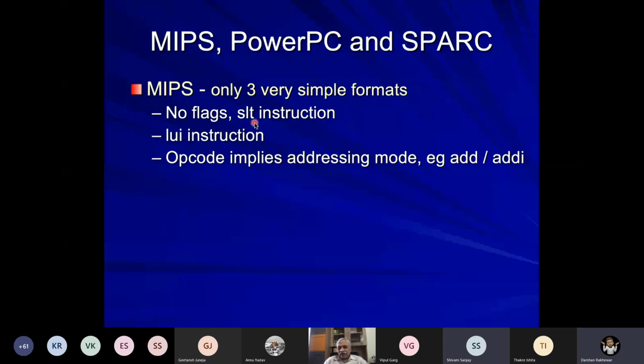I did mention an instruction of this kind in one of the earlier lectures. So it does comparison, and the result of comparison is put in a register. Okay, so there are no flags. That also takes away some complexity. And there is a peculiar instruction, load upper immediate.